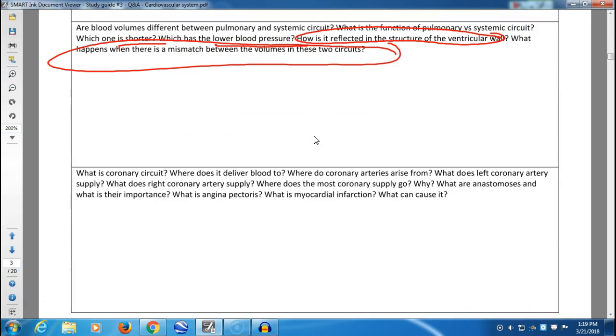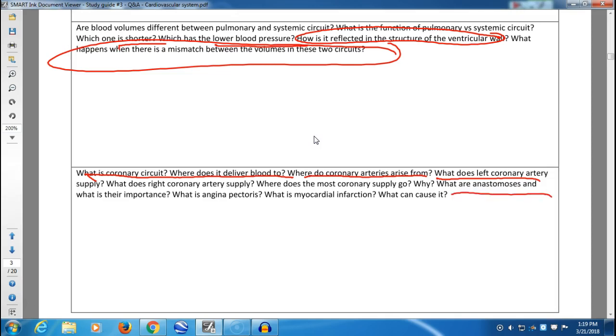Coronary circuit delivers blood to the heart muscles. Coronary arteries arise from the aorta. Left coronary artery supplies basically the left side, and right coronary artery supplies the right side. Okay? Where does the most coronary supply go? Which part of the heart? Left ventricle. Because it's big and the muscle is thick.